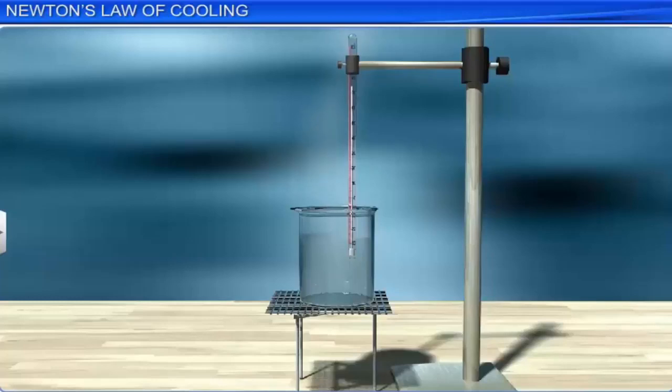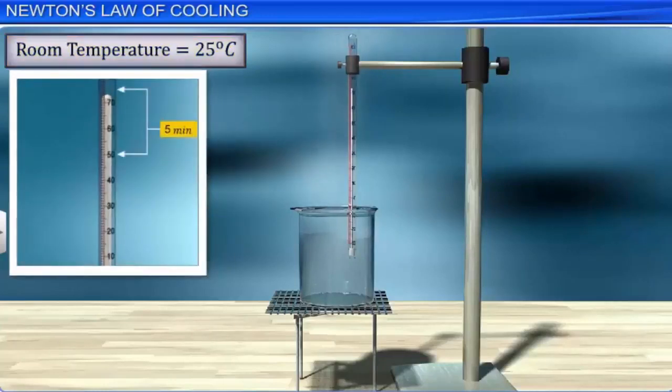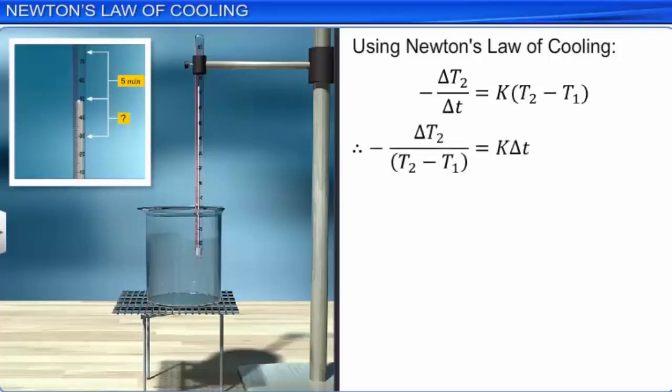For example, if a beaker of hot water placed in surroundings whose temperature is 25 degrees Celsius takes 5 minutes to cool from 75 degrees Celsius to 50 degrees Celsius, how much more time does it take to cool to 30 degrees Celsius? Using Newton's law of cooling, minus delta T2 by delta T is equal to K into T2 minus T1. Therefore, minus delta T2 by T2 minus T1 is equal to K into delta T. Let this be equation 1.